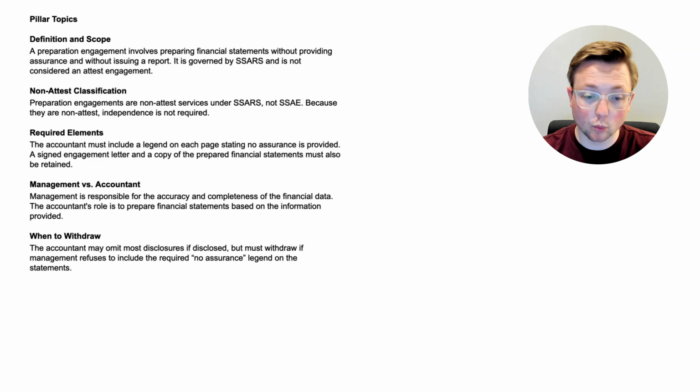Now, at the end, when would an accountant want to withdraw? The accountant may omit disclosures if disclosed, but must withdraw if management refuses to include the required no assurance legend on the statements. That is something that is required. So if management doesn't want to have that for some reason, then the accountant is going to withdraw or decline the engagement, or potentially try to change the type of engagement that management is looking for. So with that, again, we went over the pillar topics, and that is the end of this video.